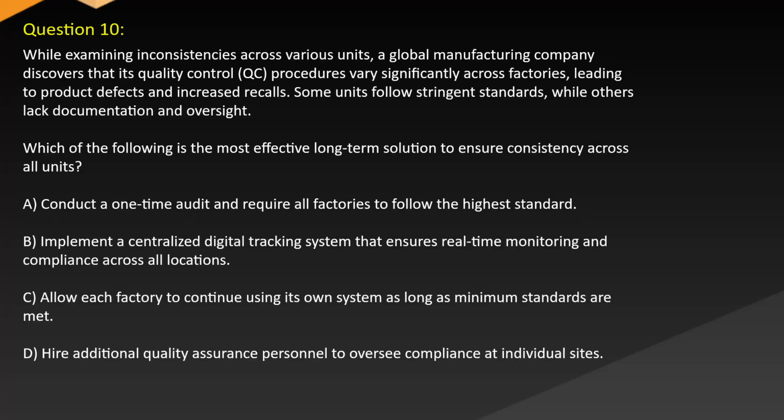Question 10. While examining inconsistencies across various units, a global manufacturing company discovers that its quality control (QC) procedures vary significantly across factories, leading to product defects and increased recalls. Some units follow stringent standards, while others lack documentation and oversight. Which of the following is the most effective long-term solution to ensure consistency across all units?